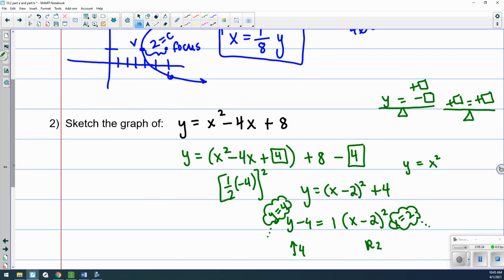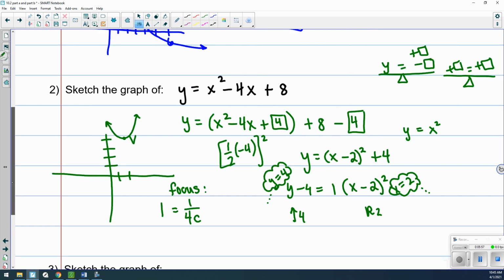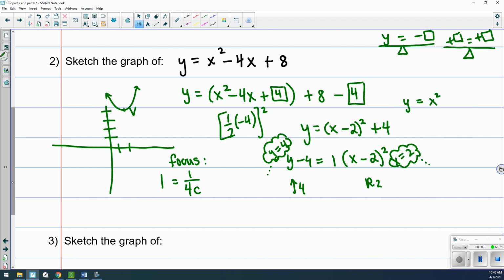Now I just need to figure out where my focus is. So if I'm making a graph here, I'm going to go up 4, 1, 2, 3, 4. I'm going to go to the right 2. So here is my vertex. My focus is going to be somewhere above the vertex because I know that my parabola needs to wrap around that focus. But let's find the location of that focus. And so for that focus point, remember that 1 is going to be equal to 1 over 4 times c. So I don't know, how do you want to do this? Maybe cross multiply. Think of this as a proportion.